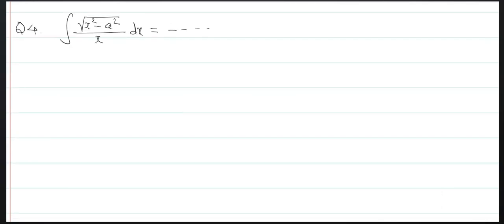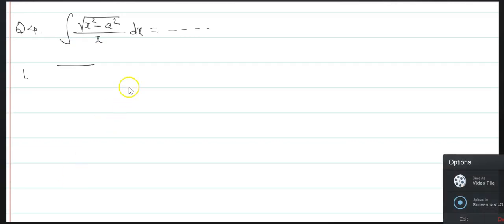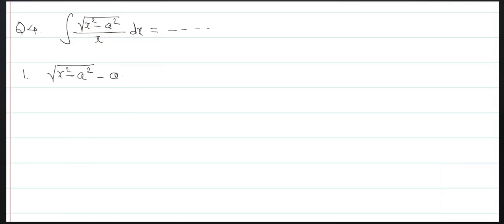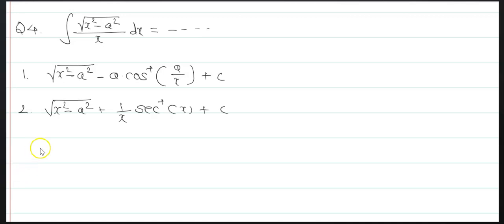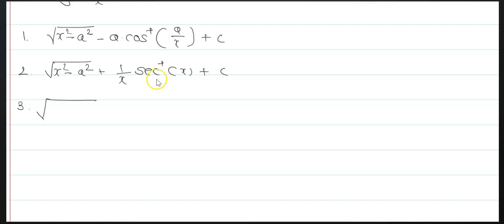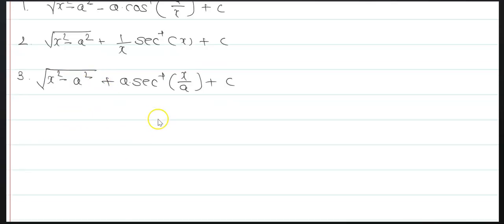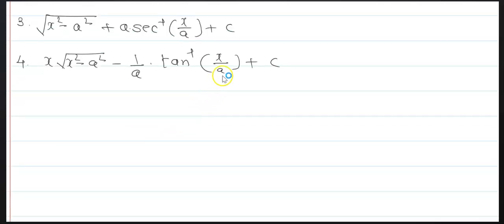Question number 4 from the integration. Integral of root of x square minus a square upon x dx is equal to, first option, root of x square minus a square minus a cos inverse of x upon a plus c; second, root of x square minus a square plus 1 upon a cosec inverse of x plus c; third, root of x square minus a square plus a sec inverse of x upon a plus c; and the fourth is x root of x square minus a square minus 1 upon a tan inverse of x upon a plus c.